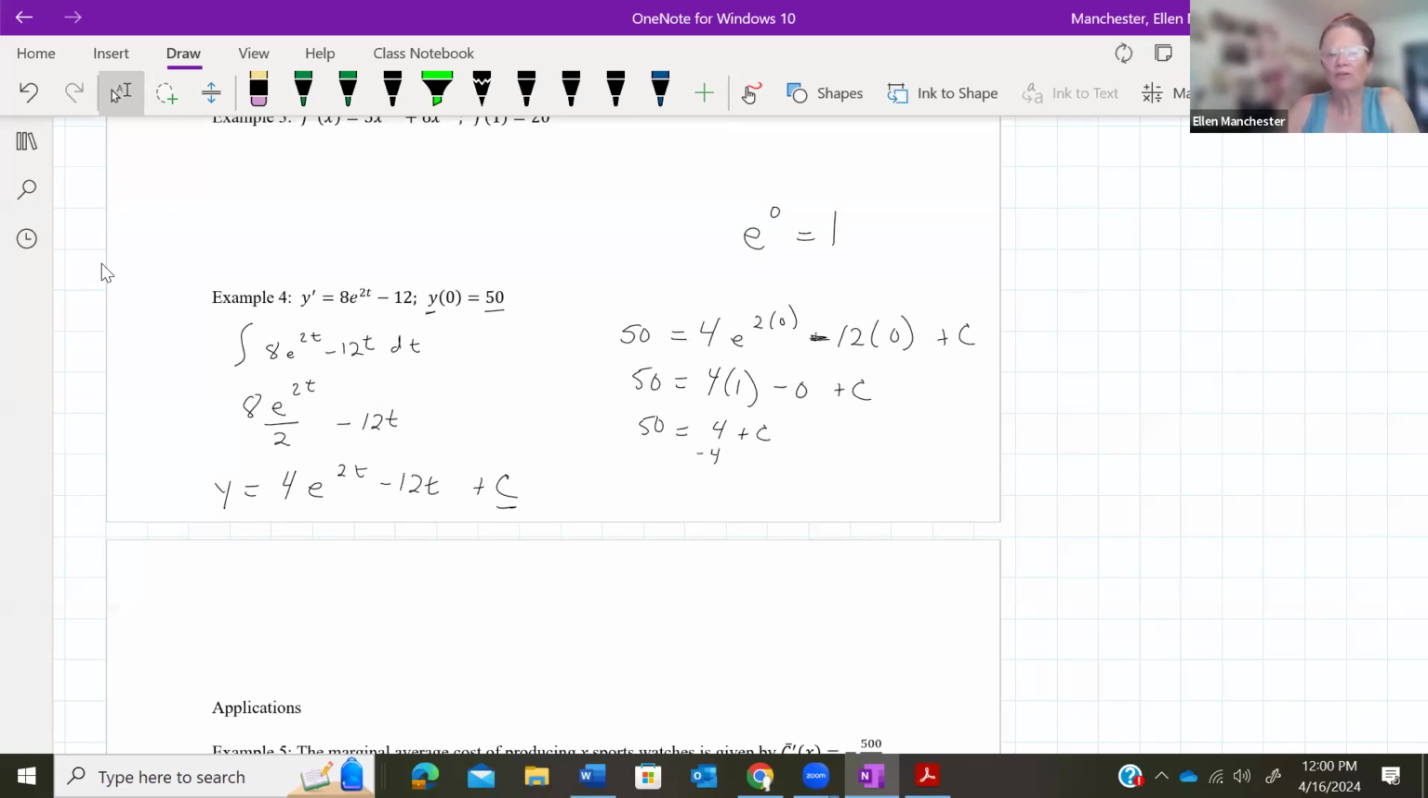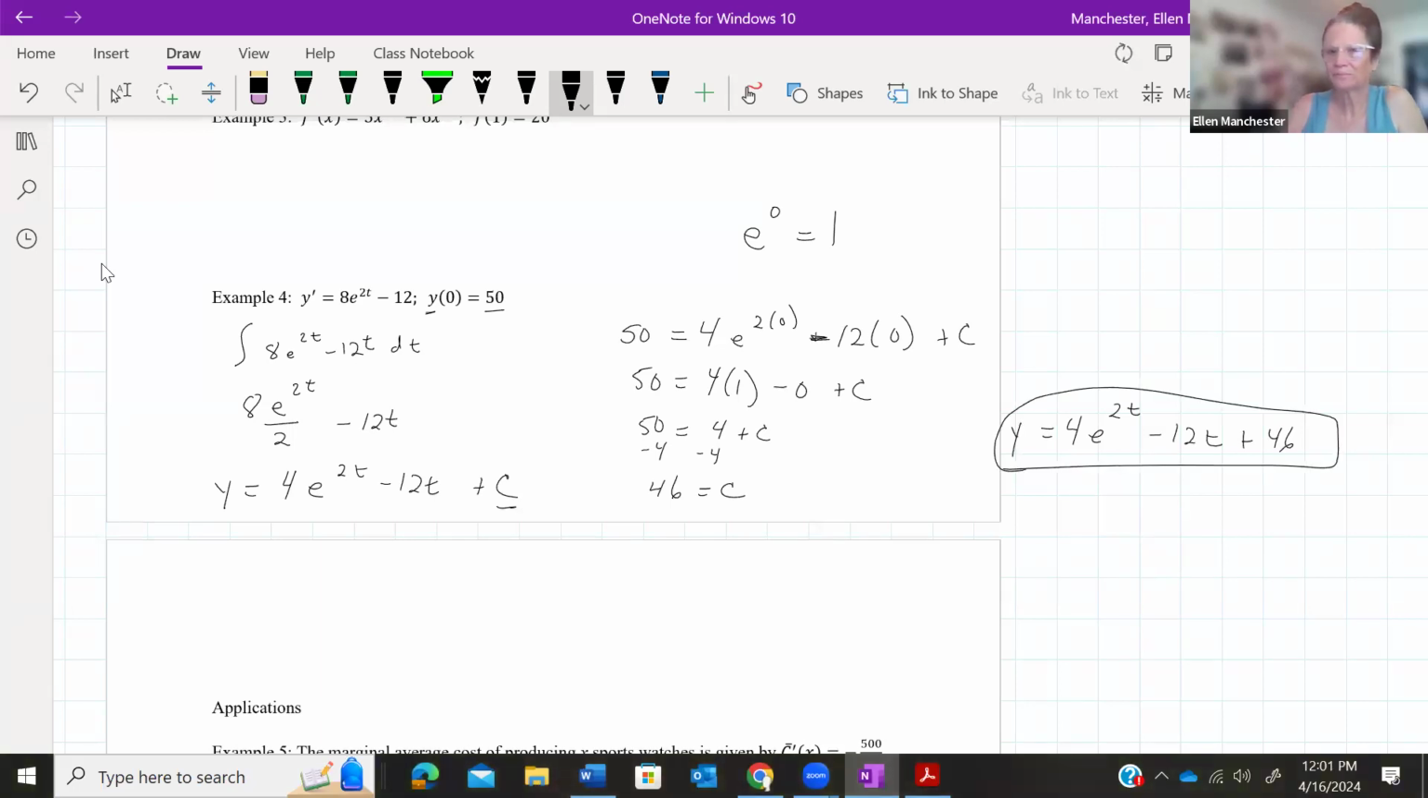So we're going to subtract 4 from both sides. So I get 46 equals c. So my y function is 4e to the 2t minus 12t plus 46. And that is my particular function.